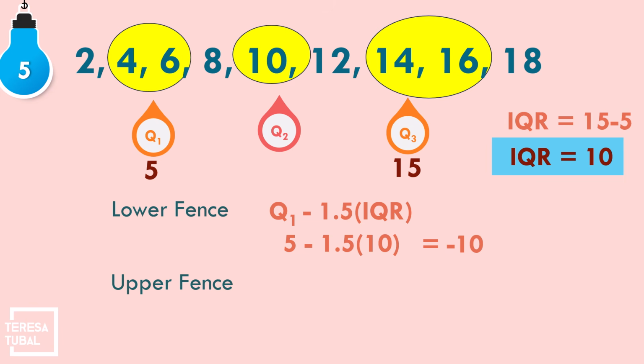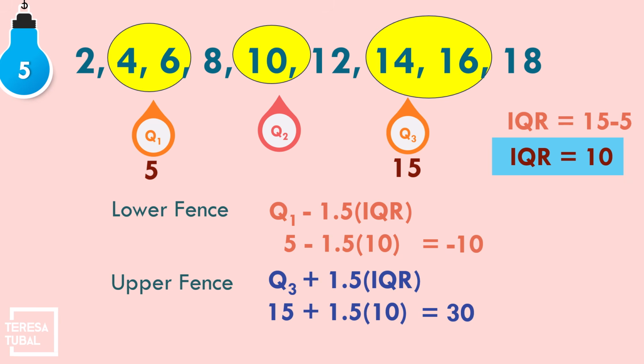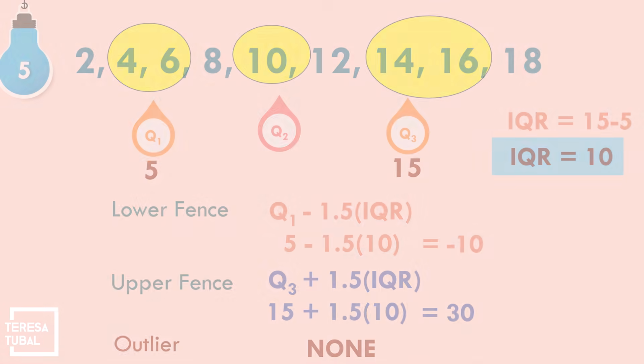Let us now get the upper fence. So the upper fence, that is 15, quartile 3 plus 1.5 times the interquartile range. So 15 plus 1.5 times 10. So 15 plus 15, the answer is equal to 30. So negative 10 is the lower fence and positive 30 is the upper fence. So it means the outlier is equal to none. So lahat ay within the boundaries.